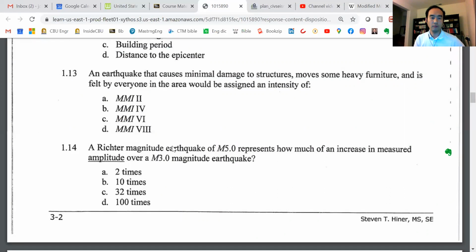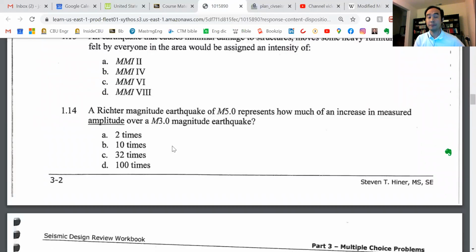All right, 1.14. By the way, PE exam, you're allowed to bring any material. Okay, there are some descriptions like the material should be bounded in the ring binder or something like that. But basically, you can bring any number of books and any resources, even the PE exam prep book or all the textbooks and design manuals. So you can easily look up those informations.